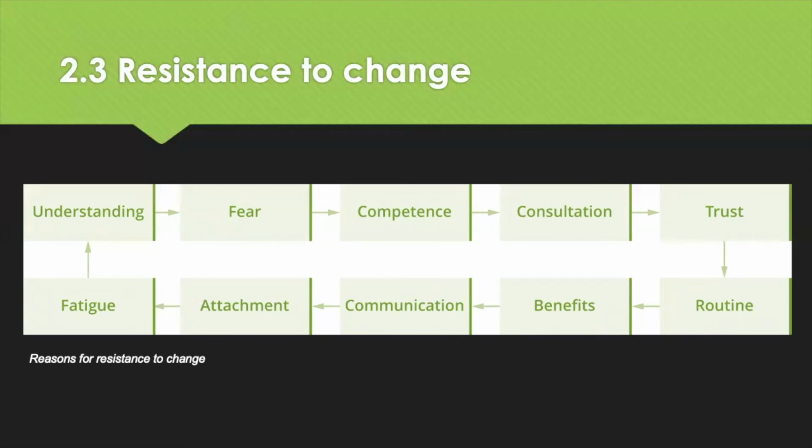But signs of resistance to change can be covert or overt. Obviously, overt is being open, covert is not, it's sort of hiding it. It can be passive or active. So, passive is sort of letting it go over your head. Active is deliberately working to sabotage.